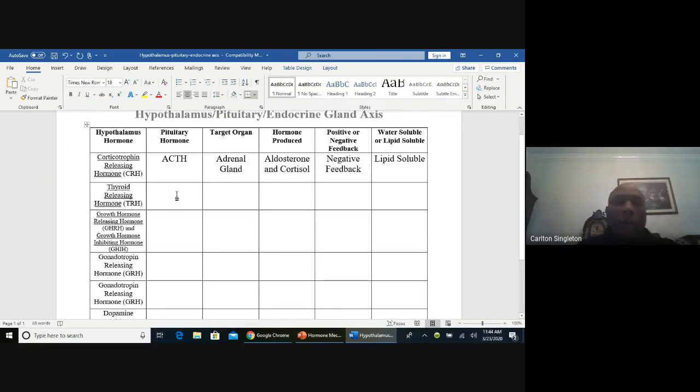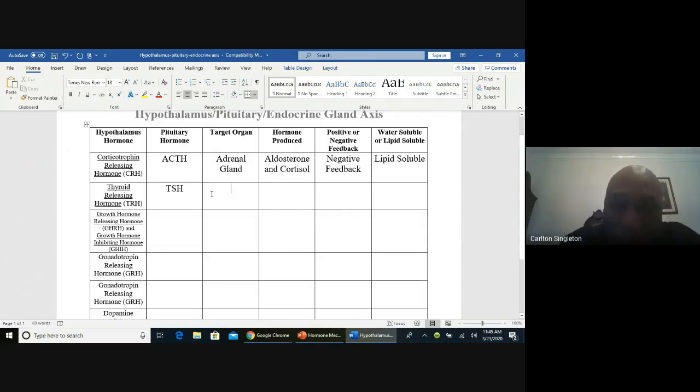Okay, so now we have thyroid releasing hormone. So Madeline, do you know the hormone that's going to be released in response to thyroid releasing hormone? No. You don't? Okay, this is TSH, thyroid stimulating hormone. Really important one to know. Okay. This is thyroid stimulating hormone. Okay, can you tell me the organ that is stimulated though?